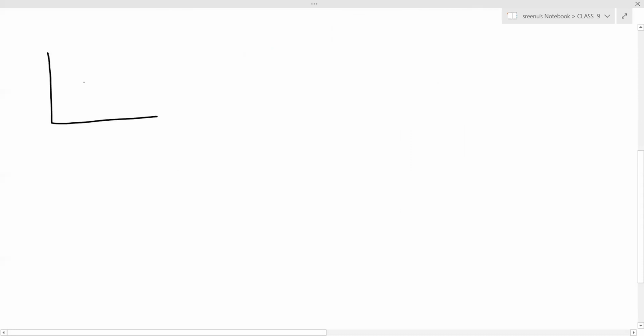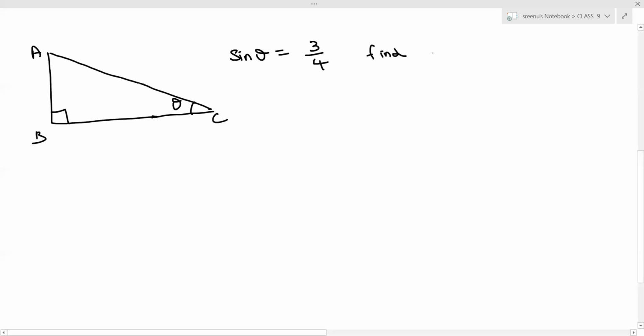This is the right angle triangle ABC. It was given angle A and angle C are acute, and B is 90 degrees. They give you sine theta is equal to 3/4. Find all other trigonometric ratios. This is the question. Sine theta is given. Anything they can give: sine, cos, tan, anything they can give.